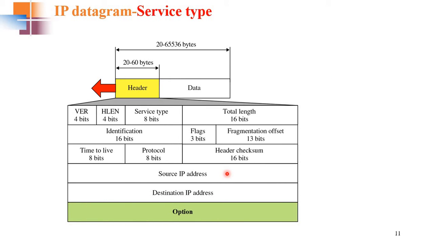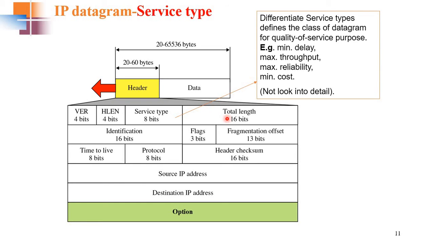Right. Now we are moving on to the service type. The service type is around 8 bits, which is the third location after the header length. This is mainly used to differentiate the service types, that is, to define the classes of the datagram for quality of service. For example, quality of service means we define the minimum delay, the maximum throughput, maximum reliability, and the minimum cost. But we're not going to focus majorly on this.